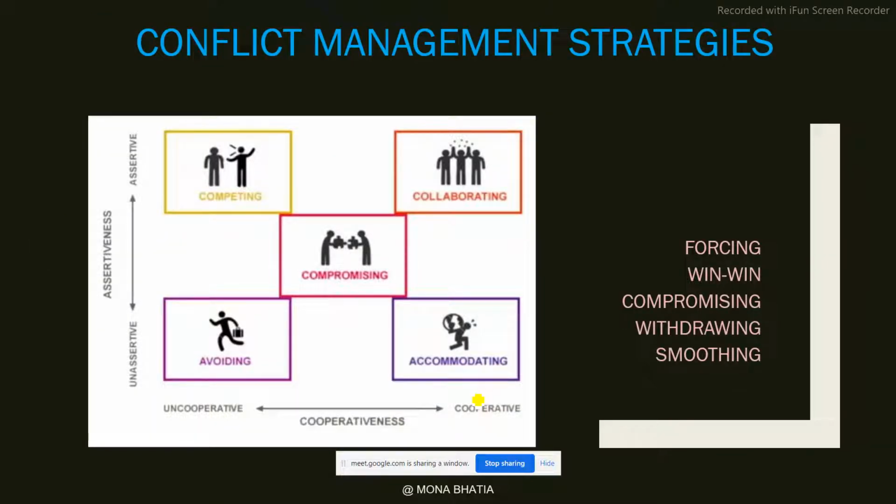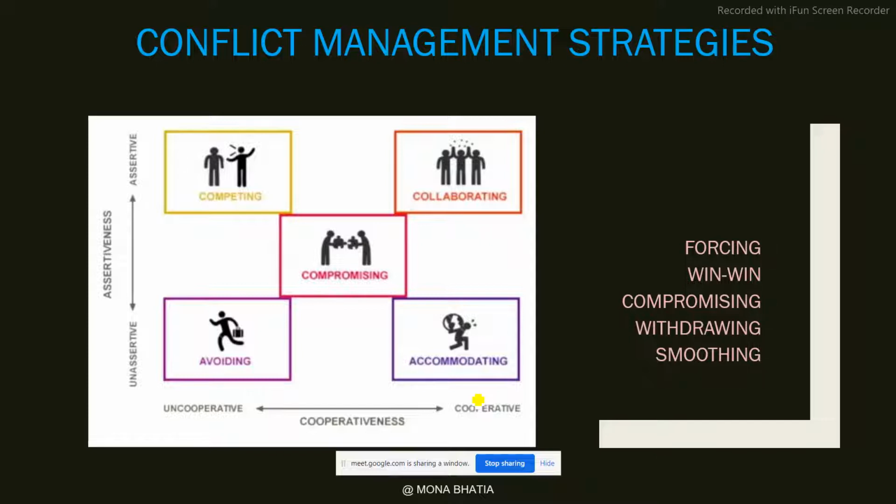Now, conflict management strategies. There are many ways we can manage conflict. One is by forcing, the other one is a win-win situation. Then we can also have compromising, withdrawing or smoothing. So these are different ways. So as I told you, conflict is not always bad.